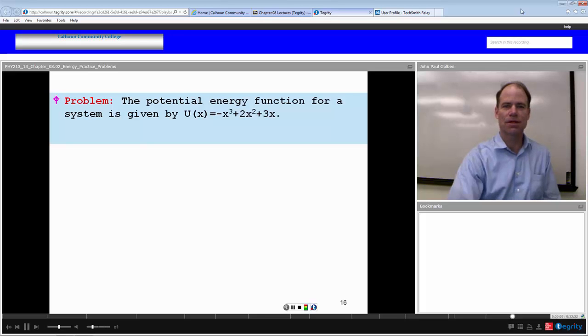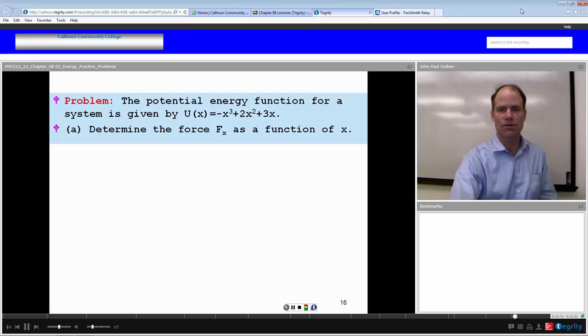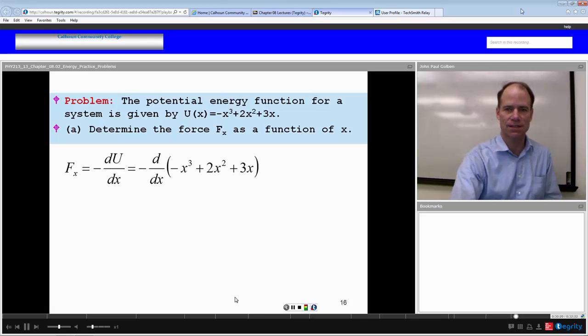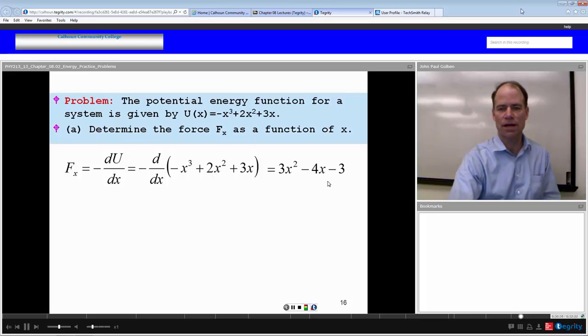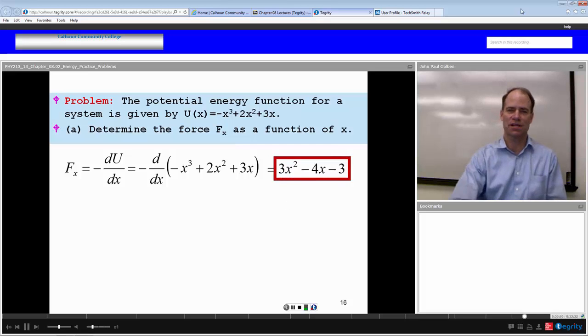Let's try a problem. Potential energy function for a system is given by U of x is equal to negative x cubed plus 2x squared plus 3x. Determine the force F of x as a function of x. Well, that's our potential energy function. We'll take the negative derivative of it as a function of x. Not too hard. For x cubed, we decrement the x cubed, and then we're going to have 3x squared for that. Negatives cancel out. And the second term is going to be 4x times a negative 1, or negative 4x. Last term is just going to give us a 3 for our derivative, and times a negative 1 will give us a negative 3. So there's our force responsible for this potential energy function.